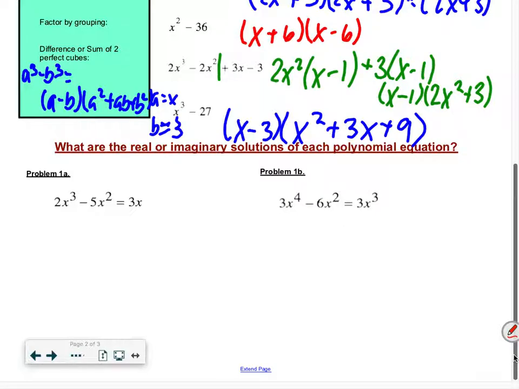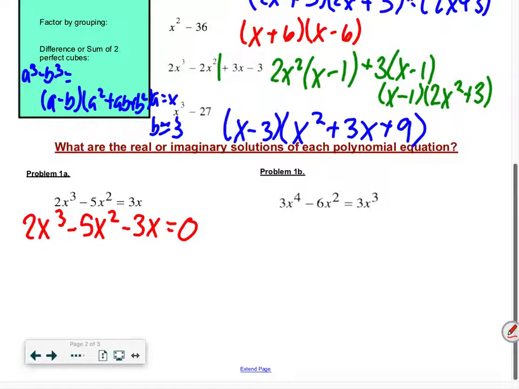Okay, so put everything on one side. I also like to put the highest exponent, 3, 2, 1, on the left. So we have 2x cubed minus 5x squared minus 3x equals 0. Get everything on one side in descending order and set it equal to 0. From there, factor like we just did, one of those ways.